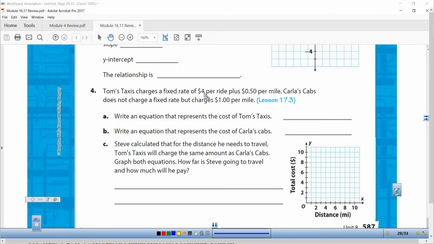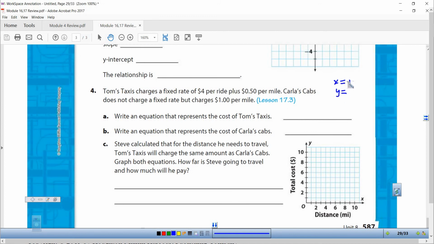Tom's taxi charges a fixed rate of $4 per ride plus 50 cents per mile. Carla's cabs does not charge a fixed rate but charges $1 per mile. Write an equation that represents the cost of Tom's taxis. All right, so we're going to do this first. We need to know what our X and our Y are.